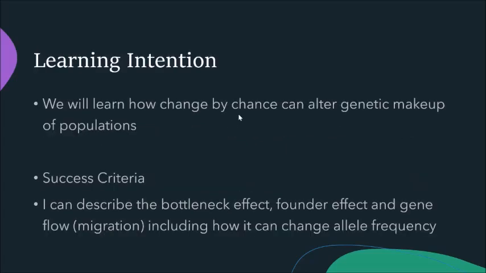All right, so in summary, we now should know the three main mechanisms that occur by chance that can alter genetic makeup: bottleneck effect, founder effect, and gene flow, migration. You should be able to describe all of those. You should be able to describe how they can change the allele frequency in a population, and you should be able to explain the biological consequences of, in this case, generally speaking, reduced genetic diversity, but either reduced or increased genetic diversity. What are the possible risks and benefits of those to a population?